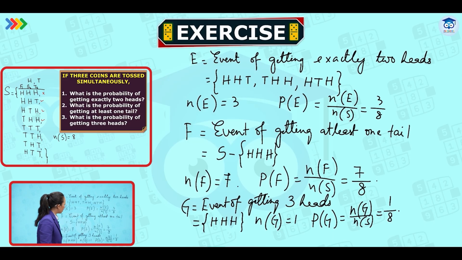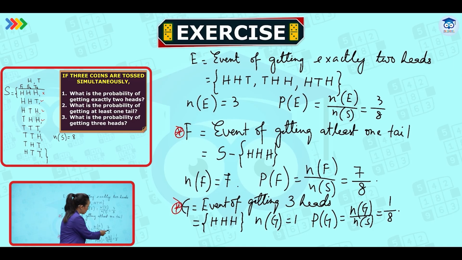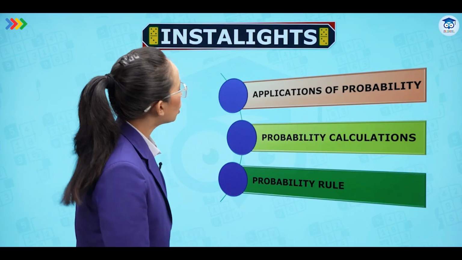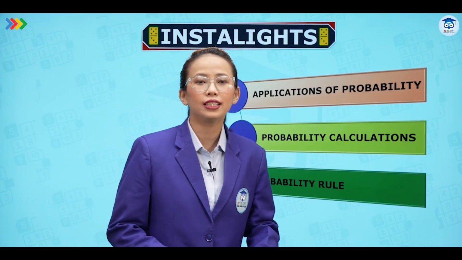Now, look at this. This event F and this event Z are complementary, because in this event, getting 3 heads is not included, and here 3 heads is there. So these two are complementary. Look at this addition also. The addition is 1. So let's recap what we have learned in this video.